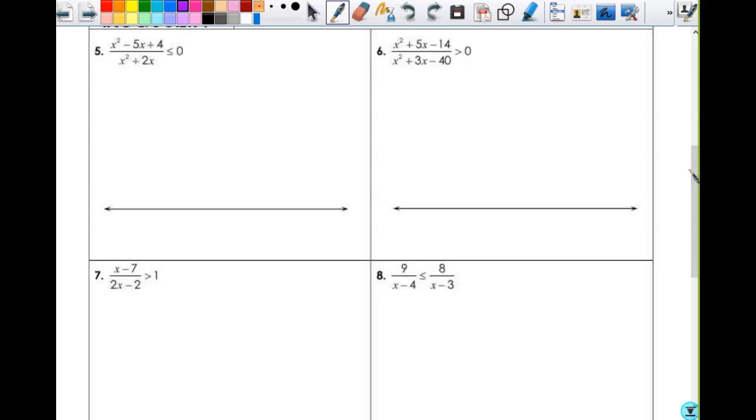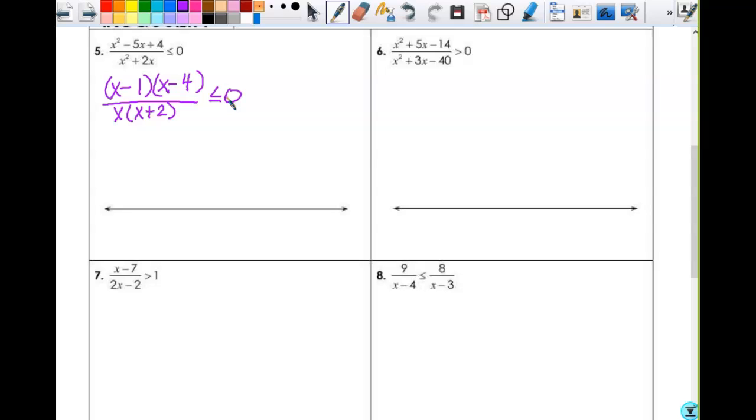Number 5. Okay, so the first thing I have to do is set it equal to 0. It's done. Then I need to factor, if I can. So if I factor the numerator here, this is going to give me x and x. The signs have to be the same but negative. So it's going to have to be a -1 and a -4. Denominator, I'm going to get x times x plus 2, less than or equal to 0.